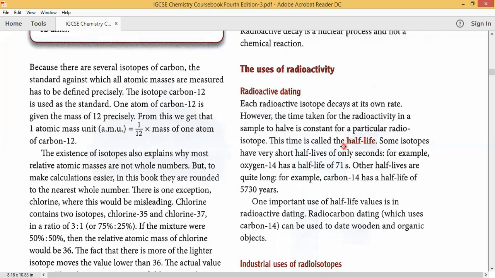In order to discuss it, we first need to define half-life. So every radioactive isotope decays at its own rate. What we do is that we calculate the time. The time for the radioactive sample to halve in its mass for a particular radioactive isotope is constant every time. We call it half-life. It's pretty easy.